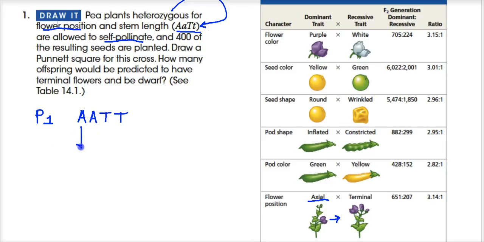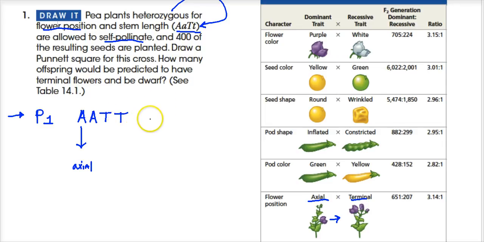So this big A means that we're dealing with the axial position of the flowers in the pea plant, and it's a dominant trait. Notice the terminal: terminal means the flowers are at the end of the stem on top here. That's their designation. It's a recessive trait, so that would be little a. If I'm starting with the parental true breeding, I wouldn't have the recessive trait at all in this organism that carries these alleles, which again are on chromosomes.